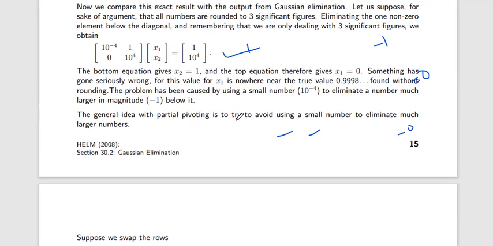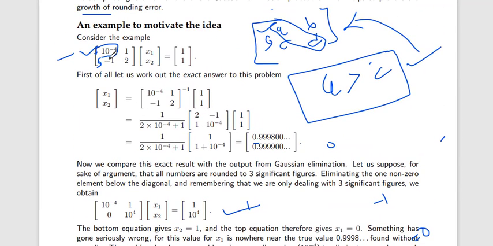The general idea with partial pivoting is to try to avoid using a small number to eliminate a much larger number. Here minus 1 is a larger number, and with Gaussian elimination we would eliminate this number. So we try to avoid using the smallest number to eliminate the larger number.